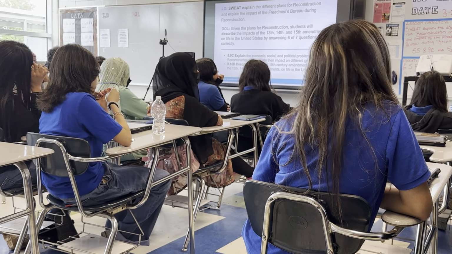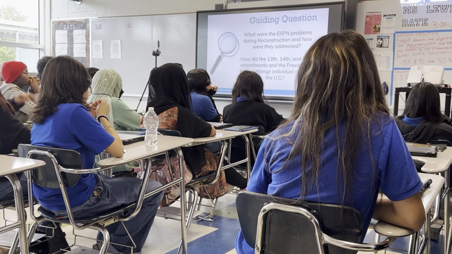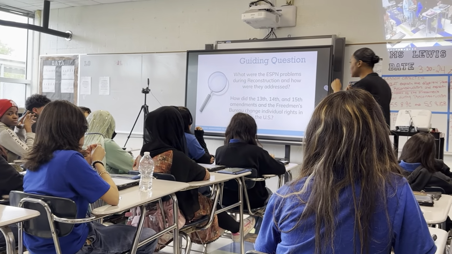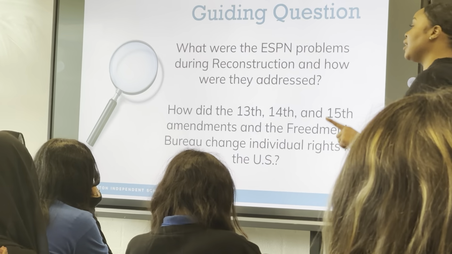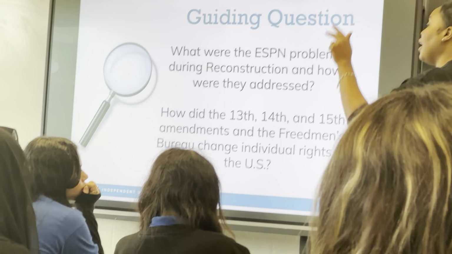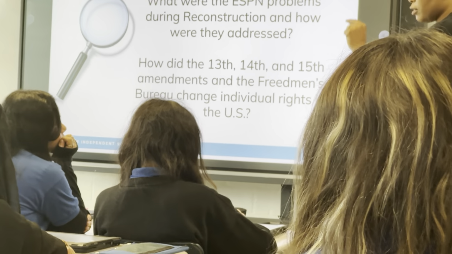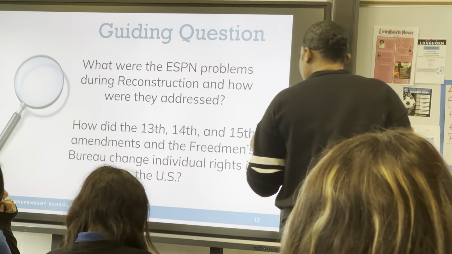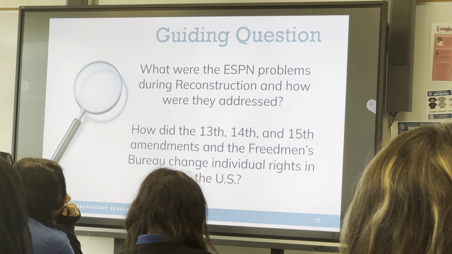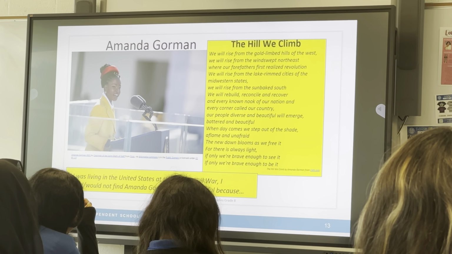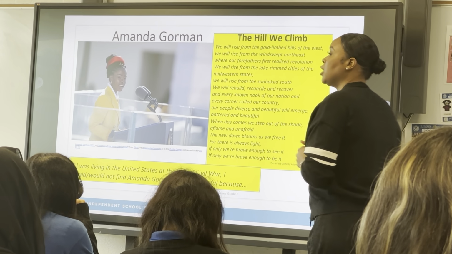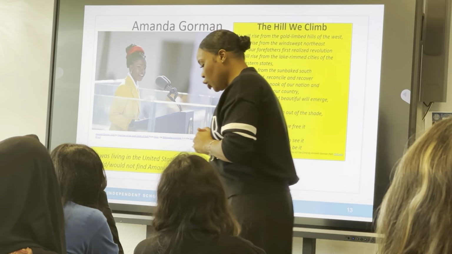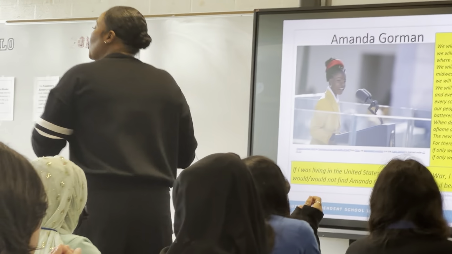So now, we have two guiding questions. One, what were the ESPN problems during Reconstruction, and how were they addressed? And then secondly, how did the 13th, 14th, and 15th Amendments and the Freedmen's Bureau change individual rights in the United States. I'm going to give you your student activity handout. The very first assignment is a poem from this young lady. She's the youngest person to recite a poem at a presidential inauguration. So we're going to read her poem.